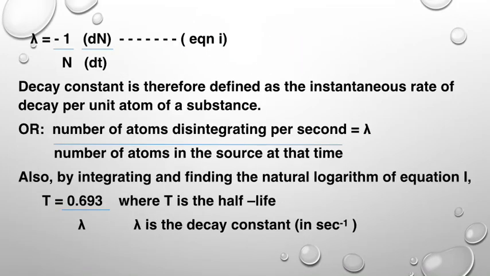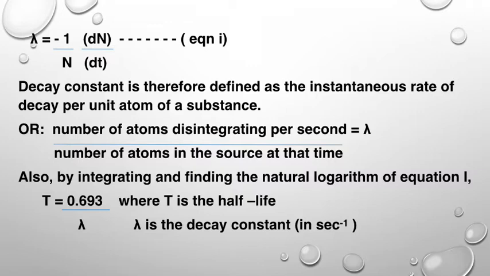If we make lambda the subject of that formula, we will find that lambda will be equal to minus 1 over N, bracket dN over dt, the rate of disintegration. So that means that decay constant is defined as the instantaneous rate of decay per unit atom of a substance. Per means division. So rate of decay, that's the dN over dt, divided by the number of atoms also. That's why we have the dN over N dt.